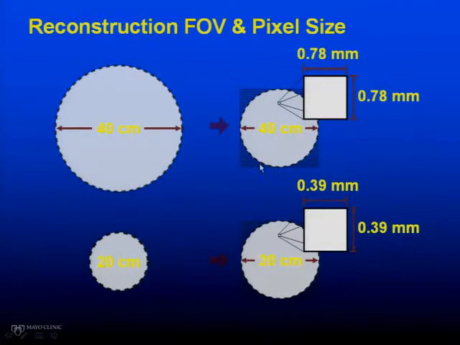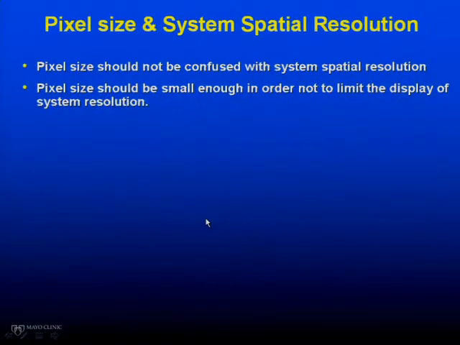Okay. Reconstruction FOV. Very simple. The larger the reconstruction FOV, the larger the pixel size, and the smaller the reconstruction FOV, the smaller the pixel size. And the pixel size should not be confused with the system spatial resolution. The system spatial resolution is determined by the size of the focal spot, the system geometry, the detector size, and also the reconstruction kernel. But the pixel size is just determined by the reconstruction FOV size. You can randomly select it.